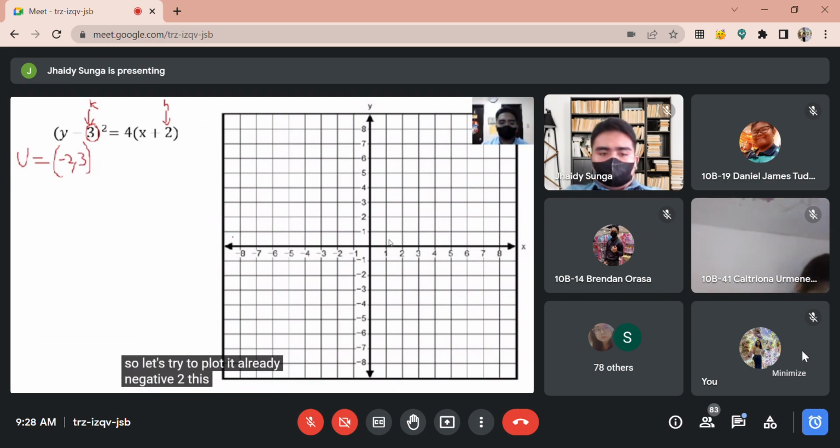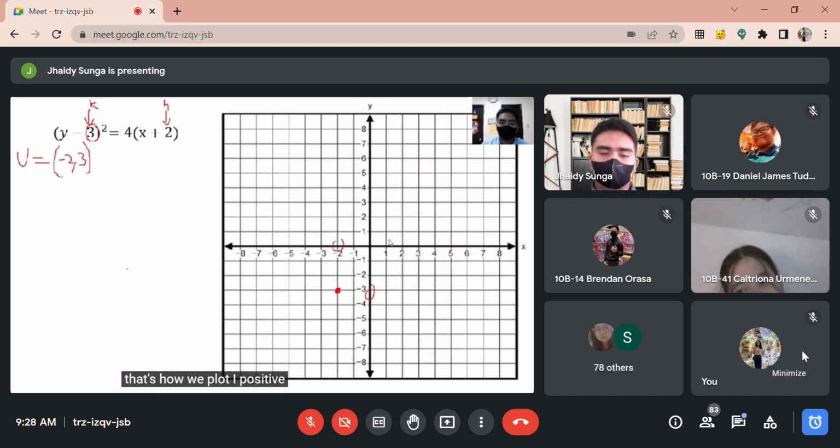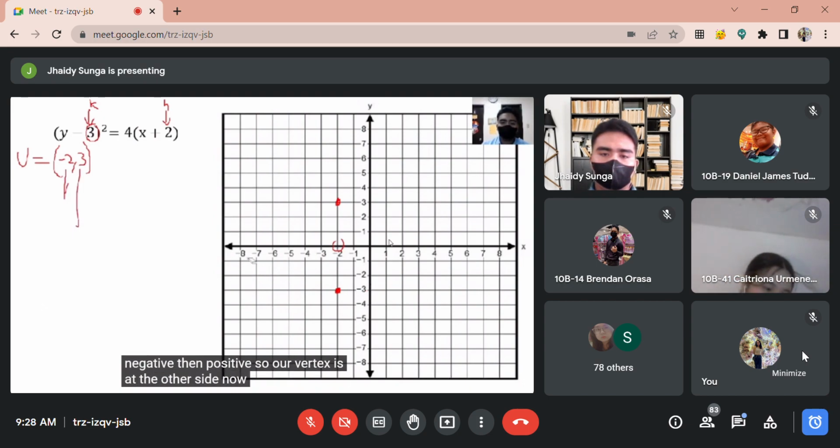Negative 2. This is the negative 2. Negative 3, I'm sorry, positive 3. 1, 2, 3. So your vertex is located in here. Let's try to erase this one already. That is your vertex already. This is your negative 2 and this is your positive 3. You will notice it's negative, then positive, so our vertex is on the other side. So you have negative 2 and positive 3. Okay? So therefore, this is our vertex.